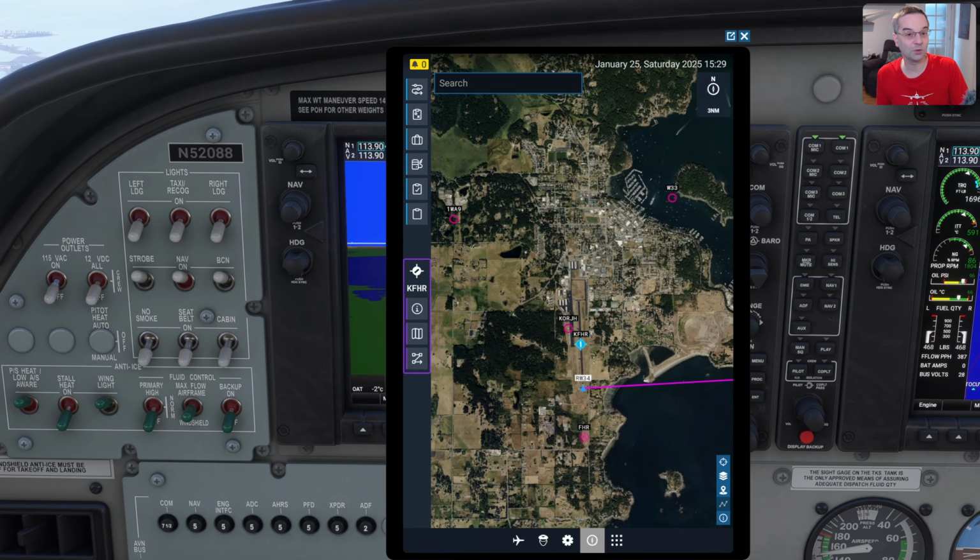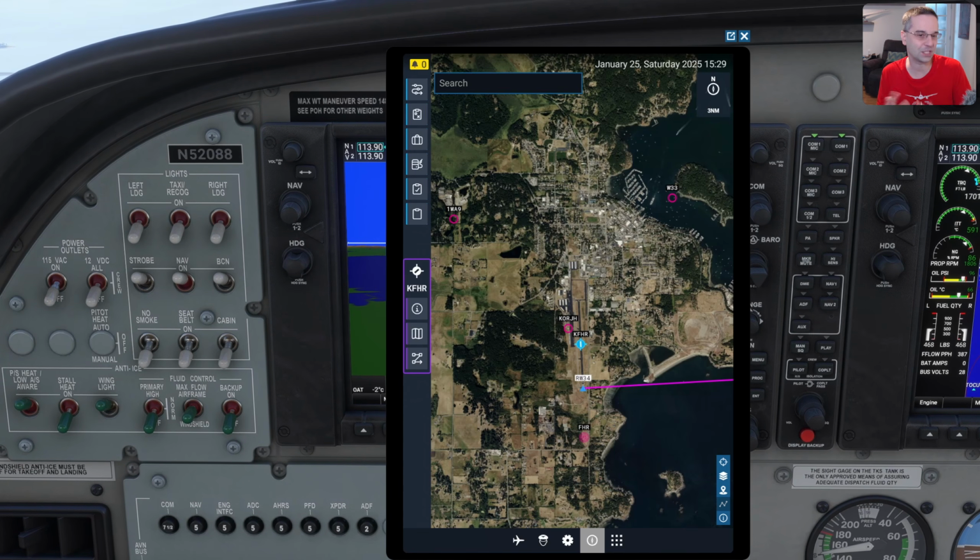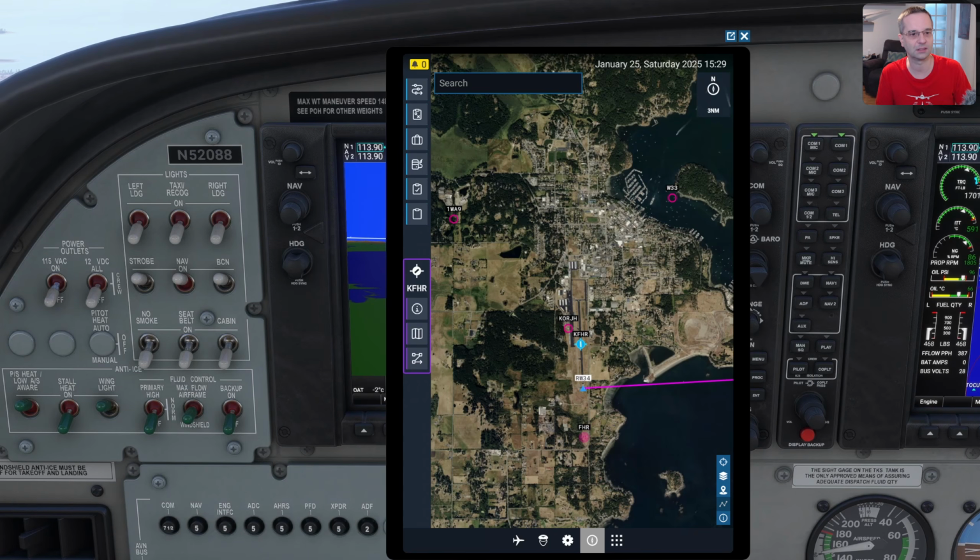If you're doing a group flight though, and there are other people in the pattern, you might cut some people off doing it this way, so this next technique will actually make more sense in that situation.